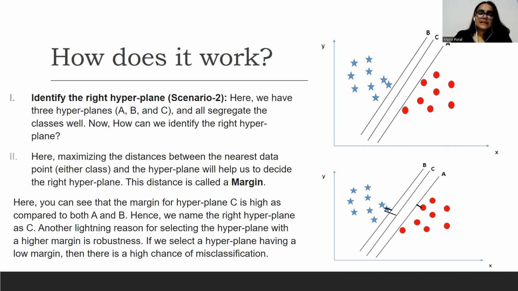Another reason for selecting the hyperplane with a higher margin is robustness. If we select the hyperplane having a low margin, then there are high chances of misclassifications.